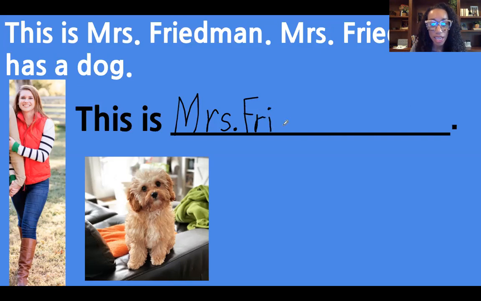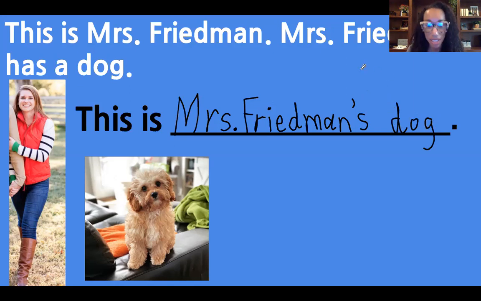sometimes that long E sound has that IE, right? Friedman, looks like man. Okay, this is Mrs. Friedman's. What do I need to add to show that this dog belongs to Mrs. Friedman? Apostrophe S, good job. This is Mrs. Friedman's dog. I could say this is Mrs. Friedman's adorable dog, right? If I wanted to add an adjective to describe her dog, I could say this is Mrs. Friedman's adorable dog. All right, finish up that sentence, friends.